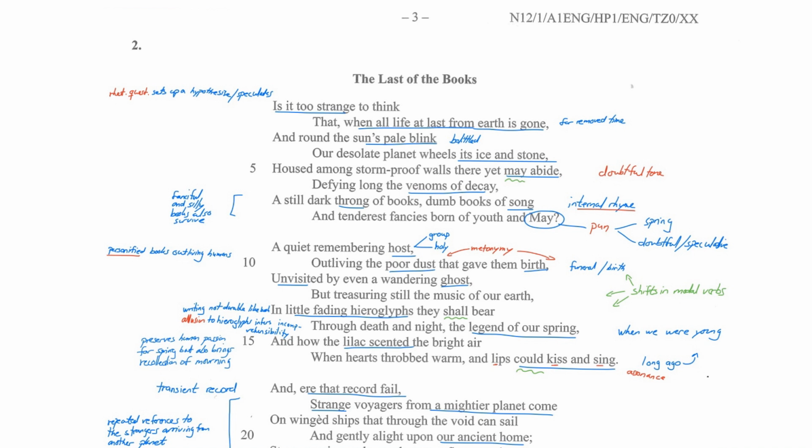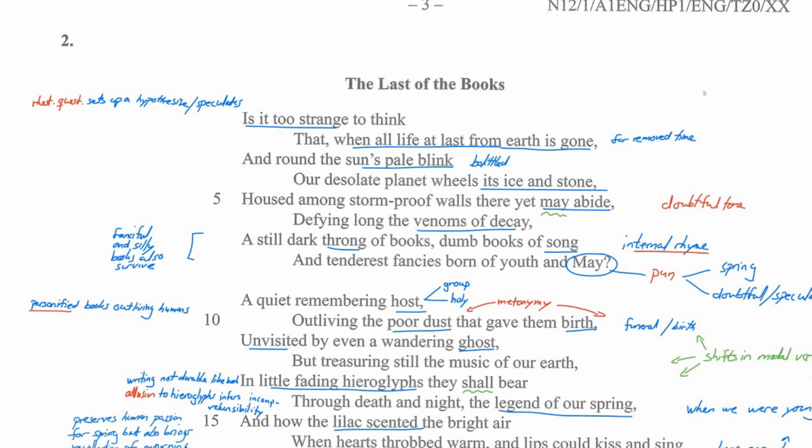So I've gone through and done some annotations of what I think are the central techniques in the poem, and I just want to point out a few of those for you. If I was looking at this poem, I would definitely talk about the first stanza in the sense of uncertainty and potential. We've got that rhetorical question up here: "is it too strange to think...?" So that's setting up the hypothesis, and then it continues with the doubtful tone in line 5, "it may abide," and we've already talked about that pun in the word May down the bottom. So it's all setting up the potential of this could potentially happen. I think that's important in the first stanza.